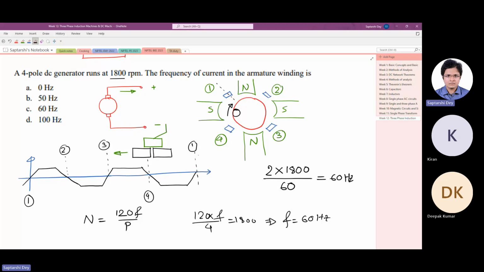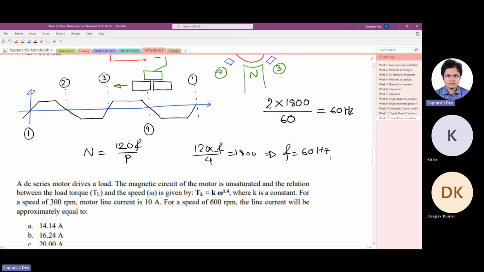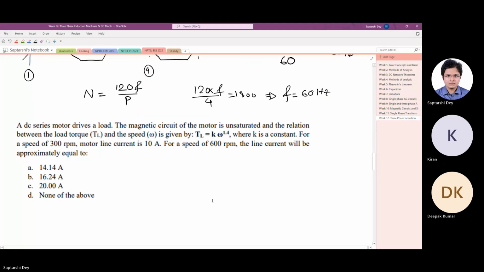It's all about Newton's third law. If one body is applying torque on another body, the other body is also applying a reaction torque on the first body. Same thing. Anyway, so any doubt in this? No. Okay, we'll go to this question.